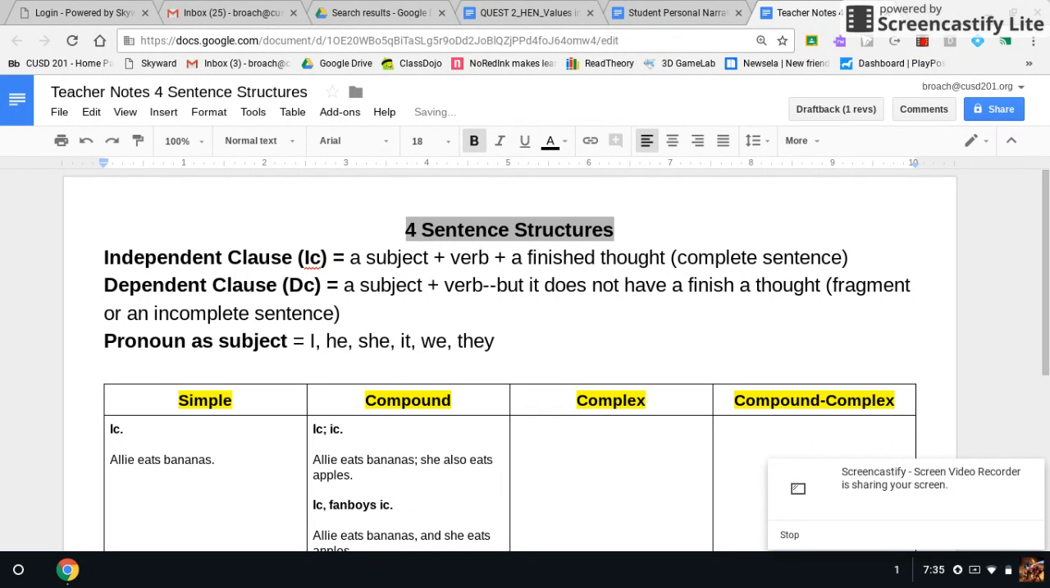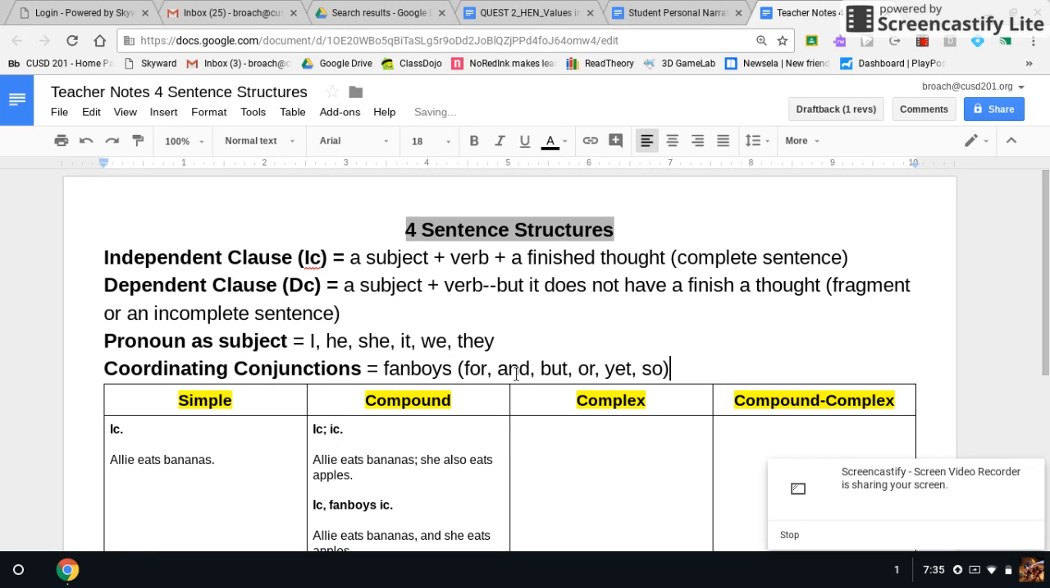Fanboys. Okay, so these are called coordinating conjunctions. Remember the Schoolhouse Rock video, "Conjunction, junction, what's your function?" That's what they're talking about. So these include the mnemonic device FANBOYS to help you remember: for, and, but, or, yet, so.